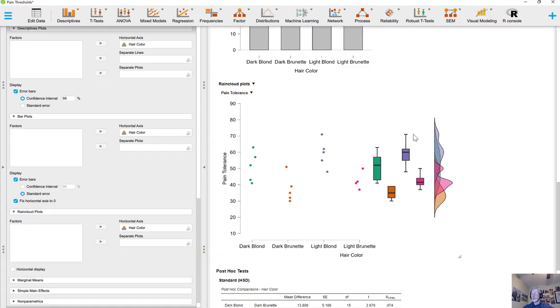a flatter distribution. What you're looking for is, if you have significant differences, there should be noticeable differences in the distributions. You'll notice that the green and the purple distribution overlap a whole lot, indicating that there's no significant difference between the dark blonde and the light blonde. But it does look like these two groups are different than these two groups, but that's not actually what we found. We didn't have enough statistical power to say that.